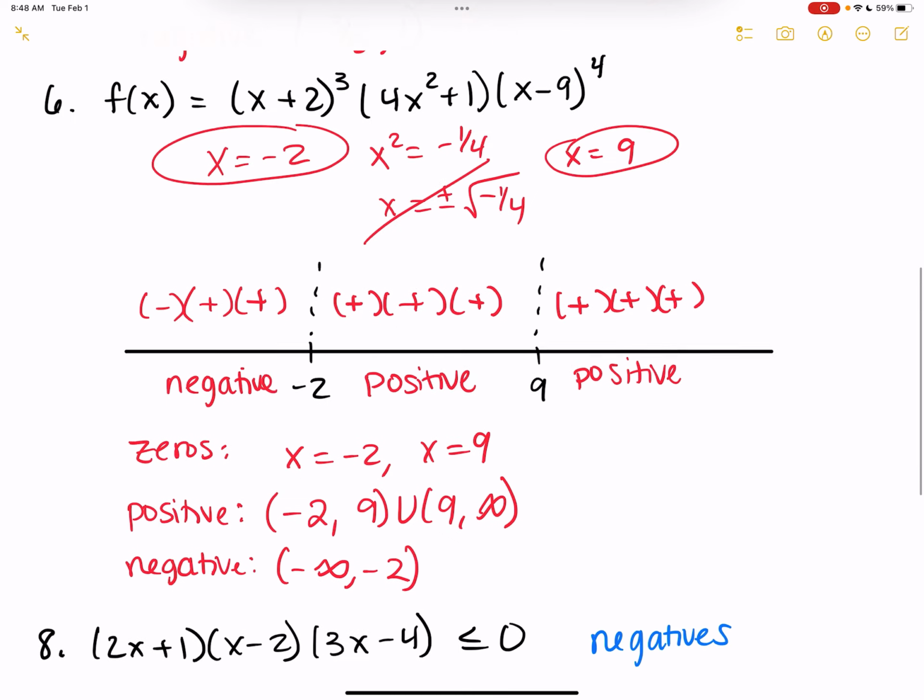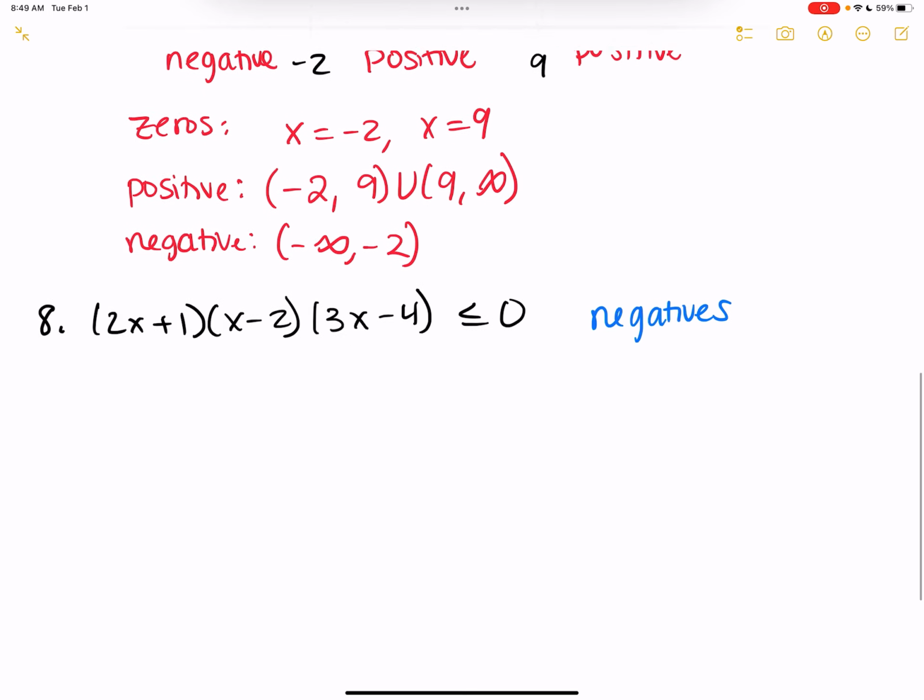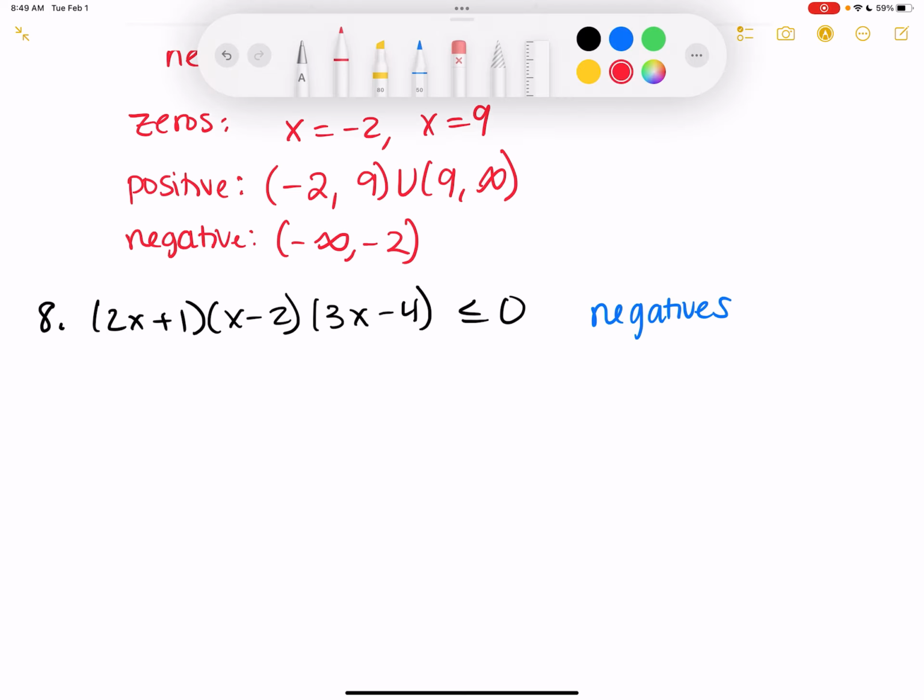Like up here, let's suppose that this one was less than or equal to 0, just hypothetically. I don't even know if that would actually work with this problem. But the only region we would care about is negative infinity to negative 2, and that would have been our answer. So we're going to find all the regions, and then our answer is just the ones that fit the criteria we're looking for. So I still need to start out with zeros. I've got x equals negative 1/2, x equals 2, x equals 4/3.